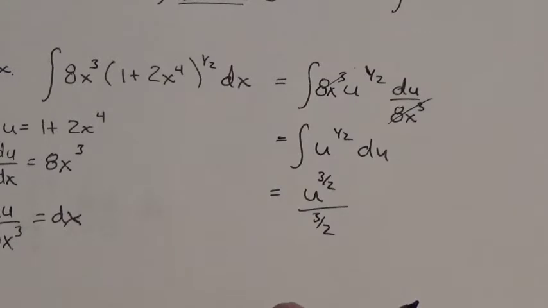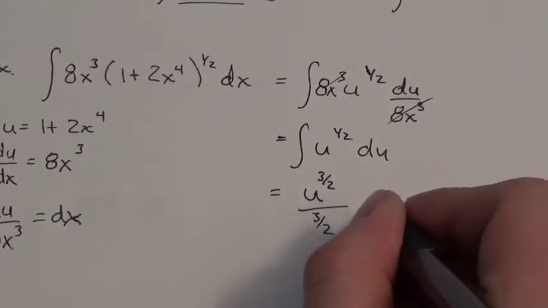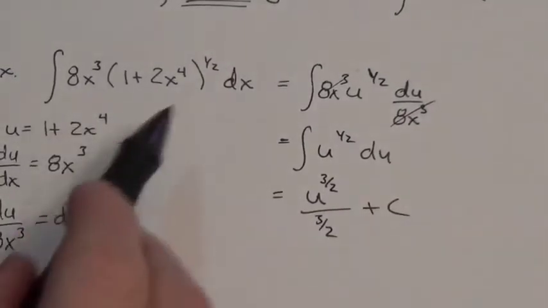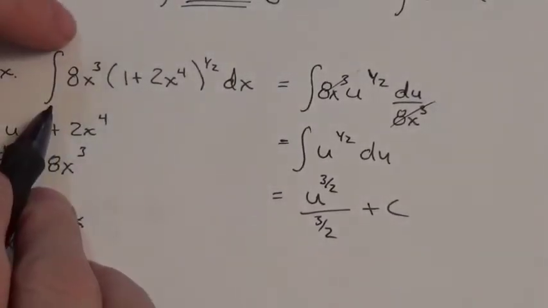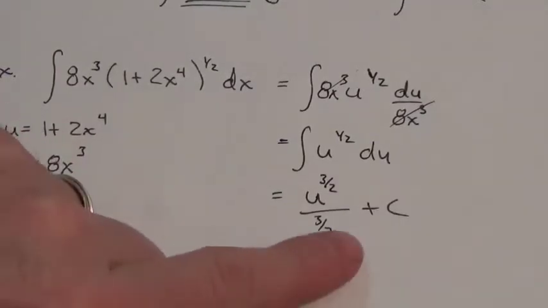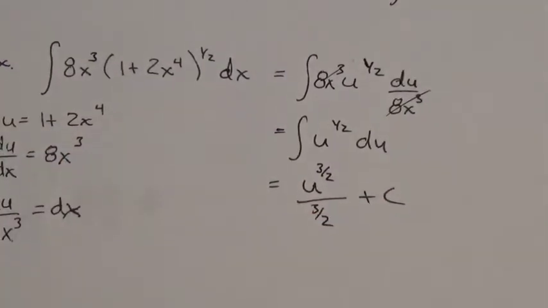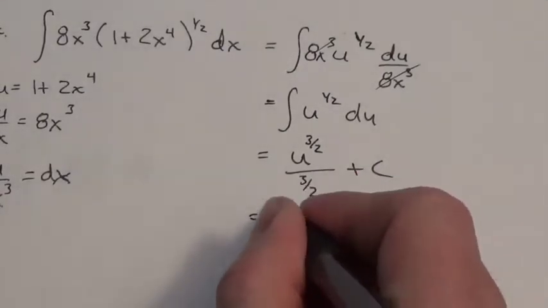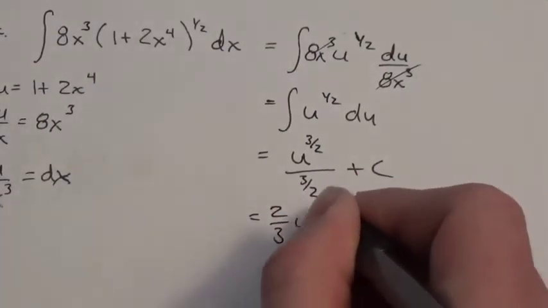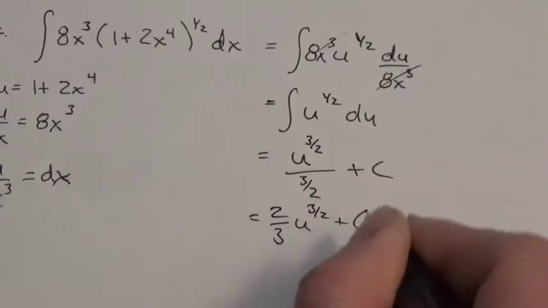But I should be hearing people in the class going, what about the plus c? That's right, because I would dock you if you didn't do that. It's important. This right here is an indefinite integral. I don't have limits here, so I gotta have that arbitrary constant popping up when I take the integral. Wonderful. So now, this is going to be 2/3 u to the 3/2 plus c.